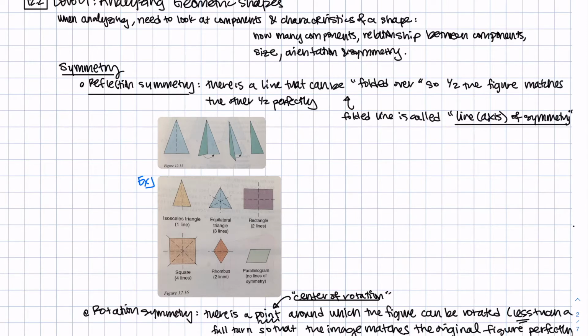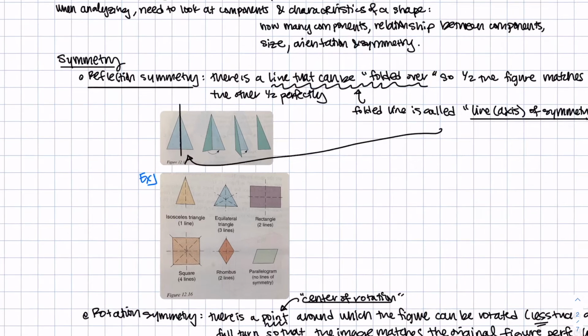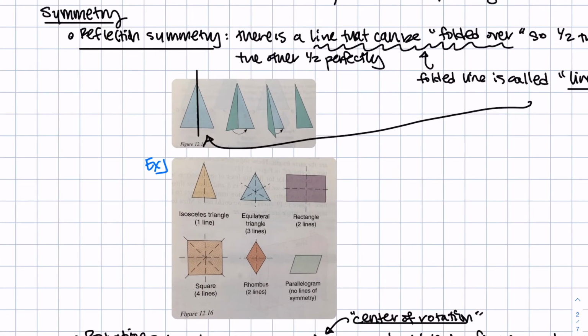This folded line is called the axis of symmetry, or the line of symmetry. And so this line here would be the line of symmetry. Oops, actually, let's try this arrow here. So here are some examples of shapes that have reflection symmetry and some of their lines of symmetry.